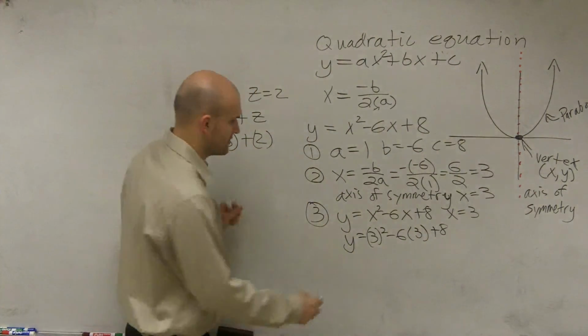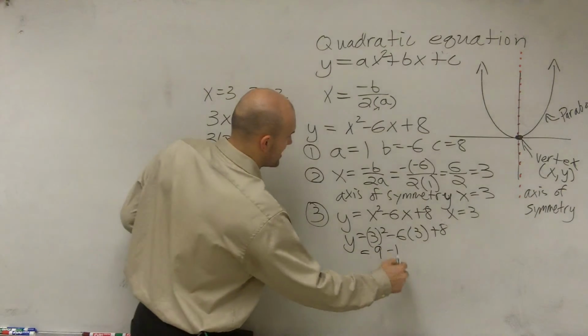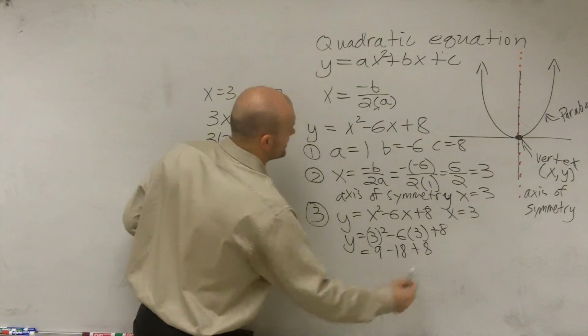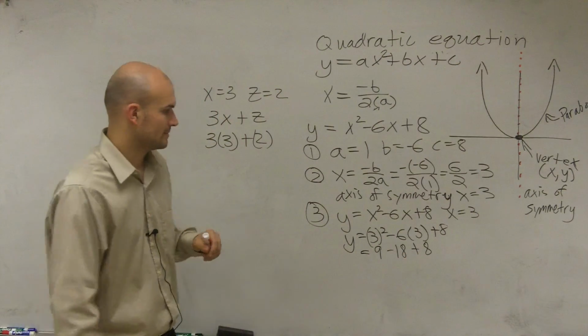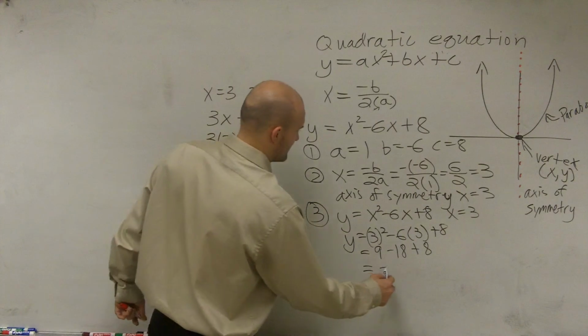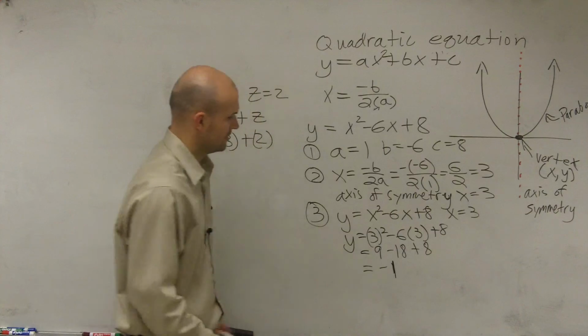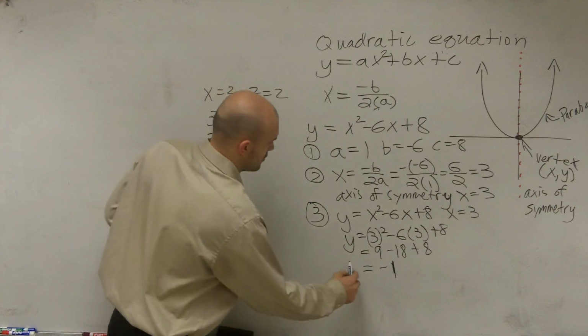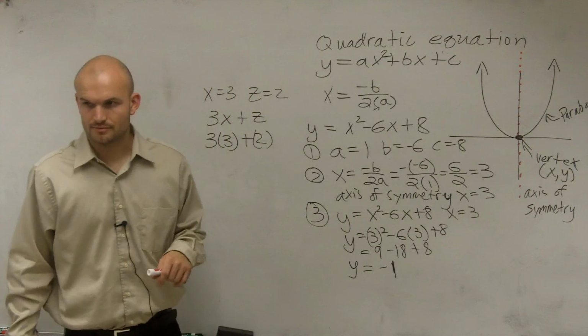Now we need to do a little math. 9 minus 18 plus 8. So 9 minus 18 is negative 9, plus 8, we're going to have negative 1. So y equals negative 1, right?